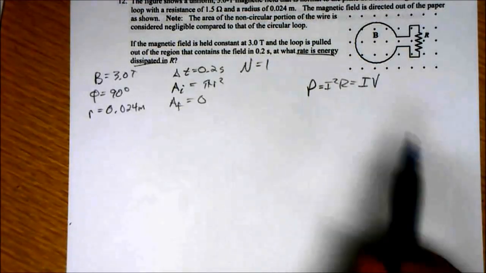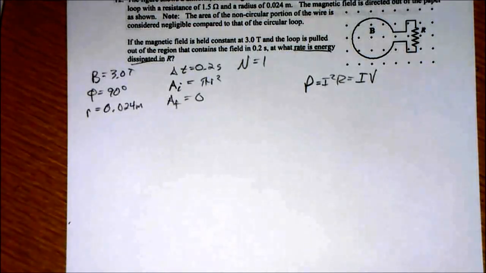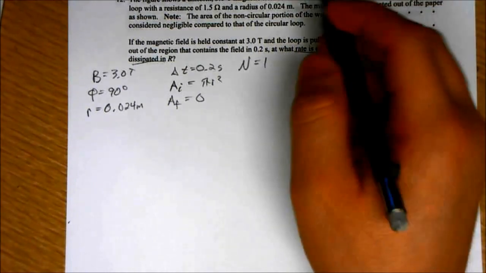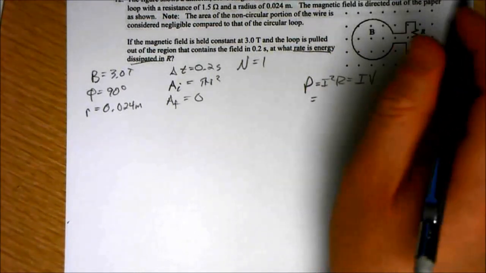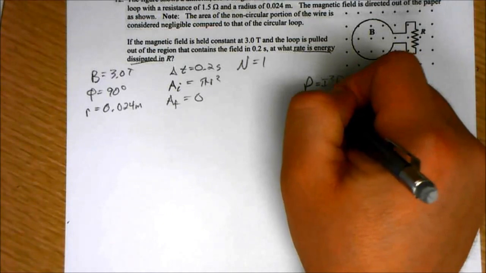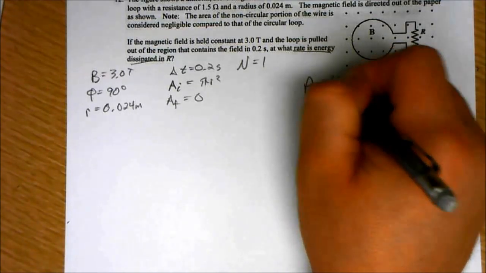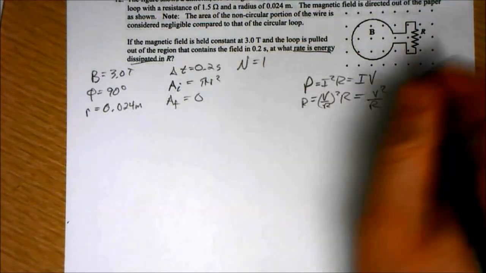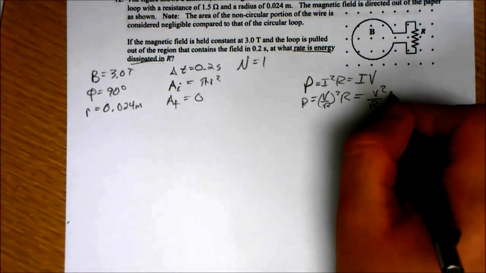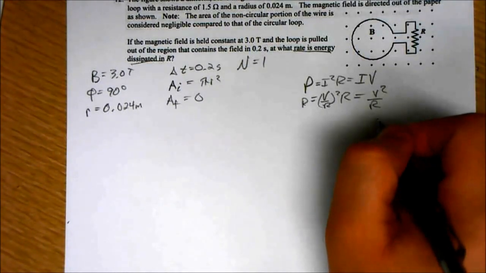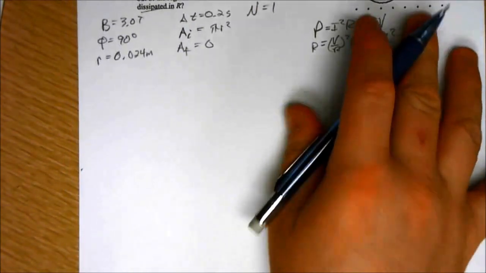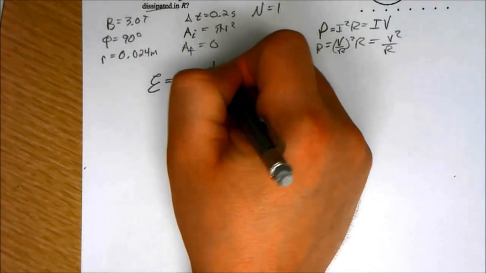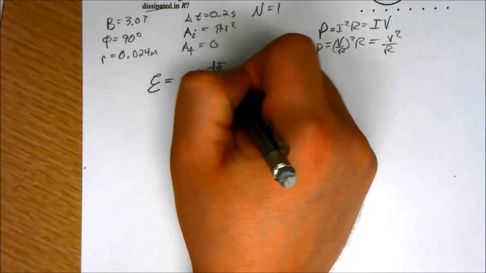Well, we don't know what V is, we don't know what I is, we do know what R is, so what I'm going to do is plug in I equals V over R. I'll plug that in for I times R, so that's V squared over R. Power equals V squared over R. If I find the induced EMF, the induced voltage, I've got the resistance, so I can calculate. So going to Faraday's law, d phi over dt.